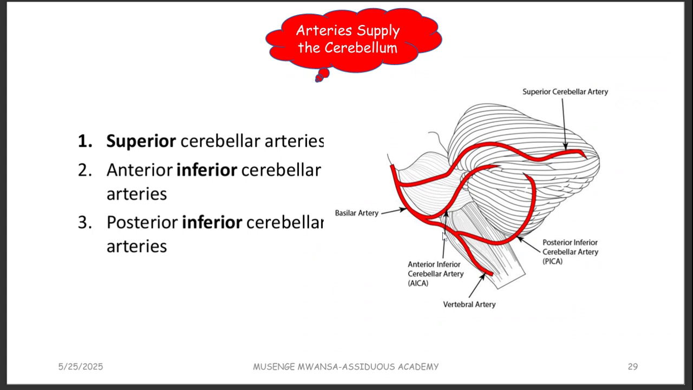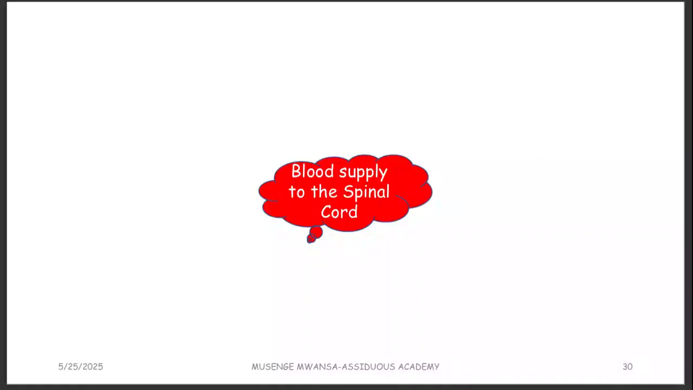And then the blood supply to the cerebellum, as we said, you have two that supply the inferior part, the posterior inferior cerebellar and the anterior inferior cerebellar. So I have AICA and PICA supplying the lower part of the cerebellum. And then the superior part will be supplied by one artery, the superior cerebellar. That is it about the blood supply to the brain.